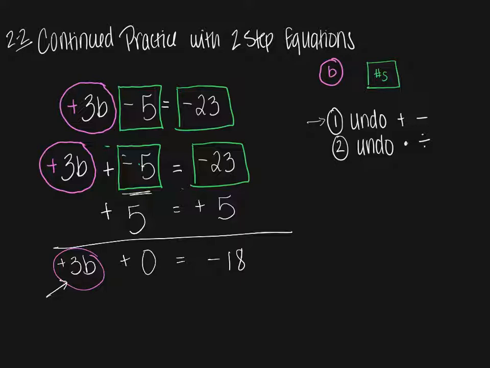Well, this is the same as 3 times b, so I have to divide. So I'm going to divide both sides by 3, which gives me just b equals -6. Make sure you watch that negative over here.